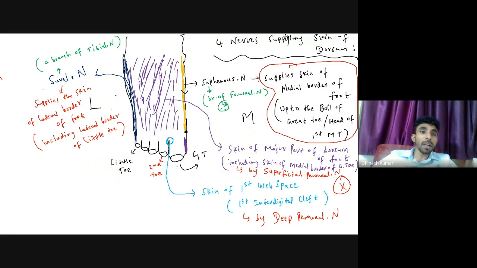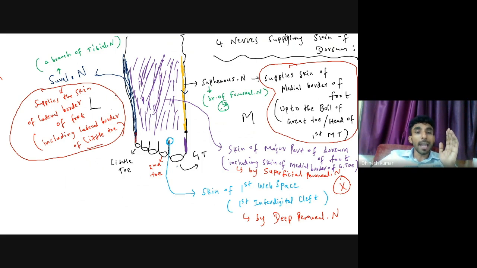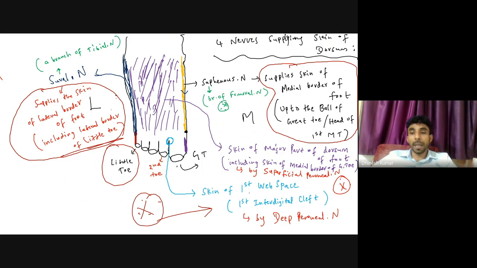What about the sural nerve? Sural nerve supplies the skin of lateral border of foot, including lateral border of little toe. Fine. This is the spotter's question. The skin of first web space, otherwise you can say first interdigital cleft, is supplied by deep peroneal nerve. Okay, fine.